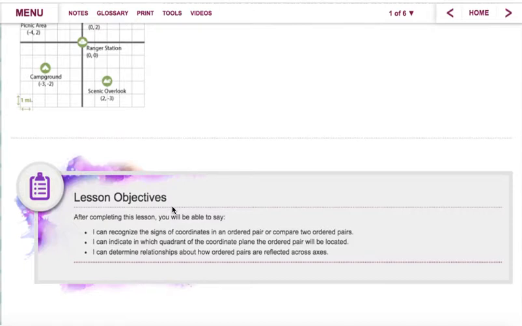The lesson objectives will be, after completing this lesson, you will be able to say: I can recognize the signs of coordinates in an ordered pair or compare two ordered pairs. I can indicate in which quadrant of the coordinate plane the ordered pair will be located. I can determine relationships about how ordered pairs are reflected across axes.